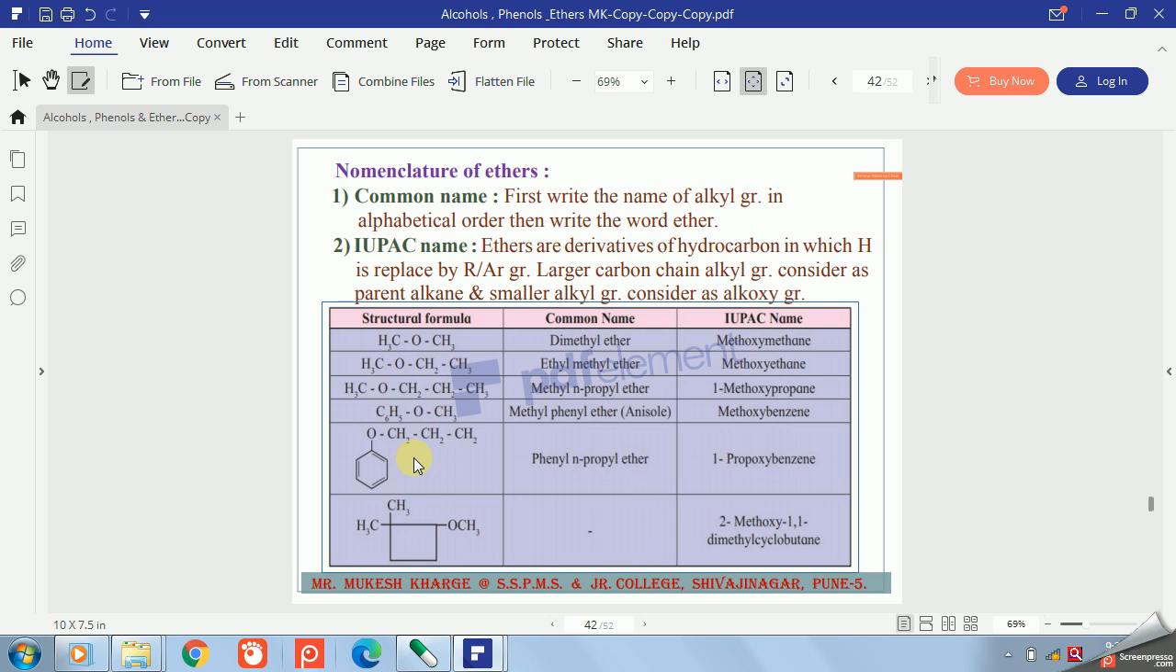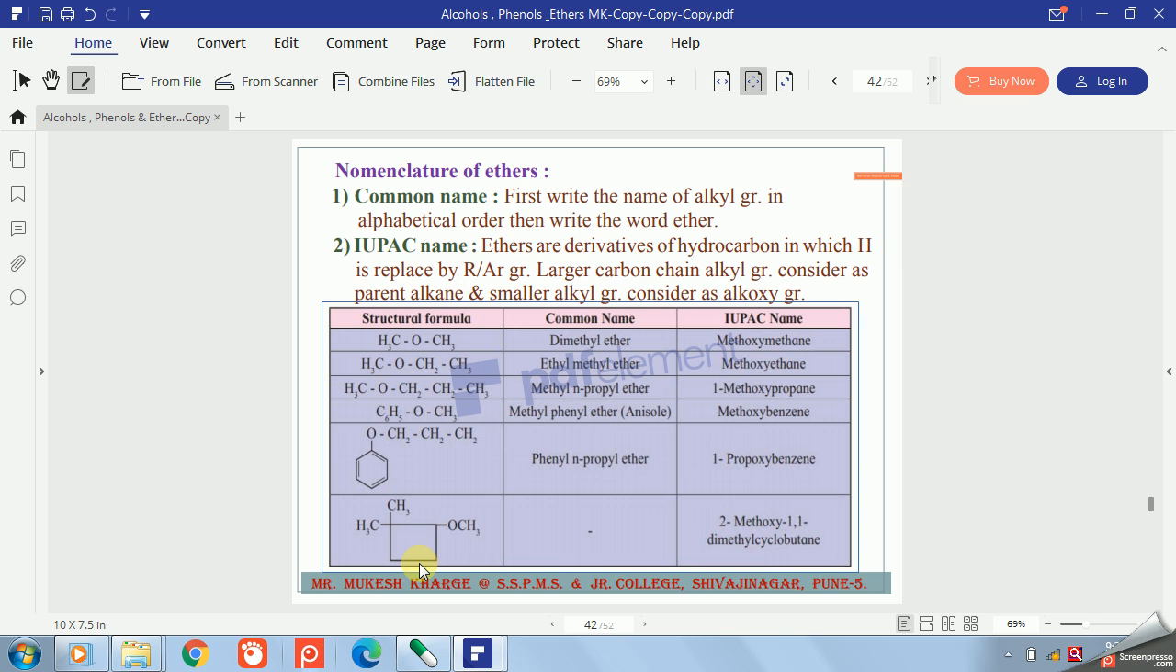Then how will you write the IUPAC names? So according to this IUPAC system, ethers are considered as derivatives of hydrocarbons, in which a hydrogen atom is replaced by -OR, means alkoxy, or -OAr, aryloxy group. In this mixed ether, the alkyl group containing larger carbon chain is considered as a parent alkane.